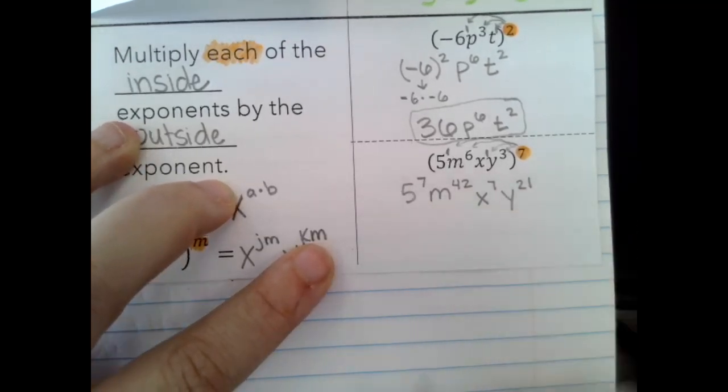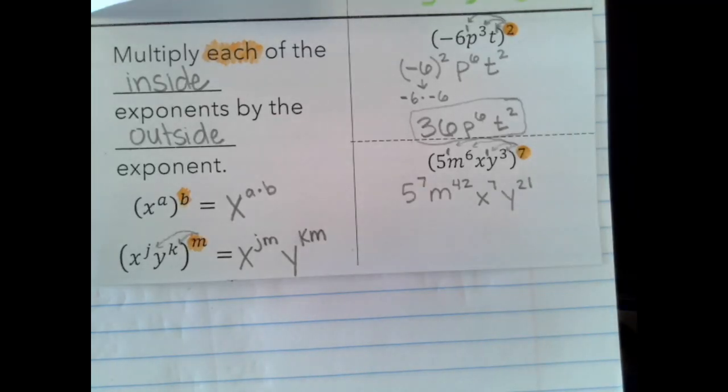So you could write this all out. If your brain isn't understanding these properties, you could write 5m to the 6 xy to the 3rd seven times. But then you could write it as 5 times m times m times m times m times m times m times x times y times y times y, and so on. And you could count how many x's, how many y's, and how many m's there are. But we aren't going to do that. That's why we use our properties.